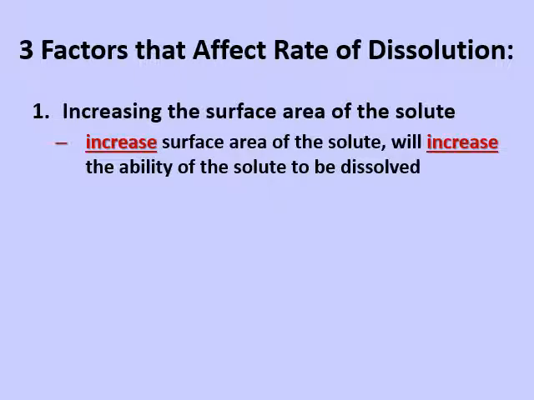So I want to talk about three factors that are going to affect the rate of dissolution. Dissolution basically means dissolving, so the rate at which something is going to be able to dissolve within a solution. The first thing is increasing the surface area of the solute. Increased surface area of the solute will increase the ability of the solute to be dissolved.